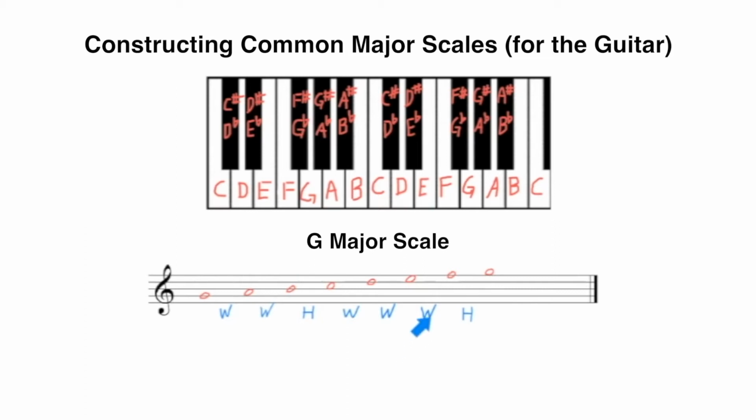Now here from E to F, we want a whole step, but we actually have a half step. Notice that there is no black key in between E and F, so the closest note to E is the F note, making it a half step.